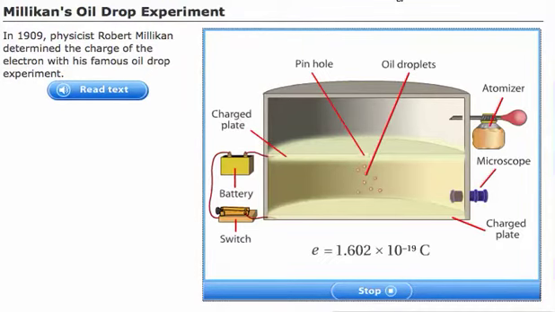By knowing a droplet's mass and the strength of the electric field needed to suspend it, he calculated its charge. Testing several droplets in this way, he found each droplet's charge to be a whole number multiple of 1.602 times 10 to the negative 19 coulombs. This is the charge of an electron.